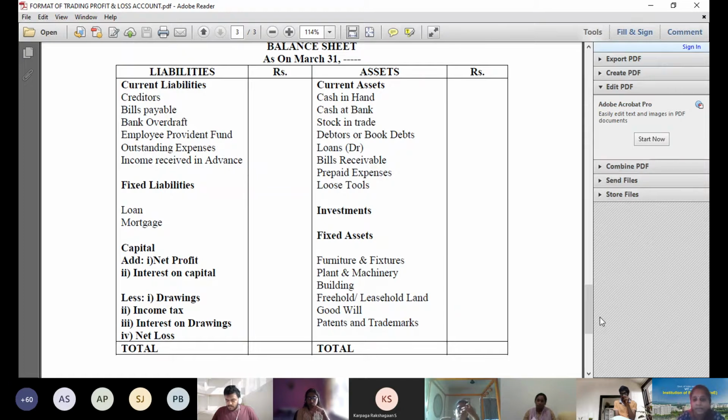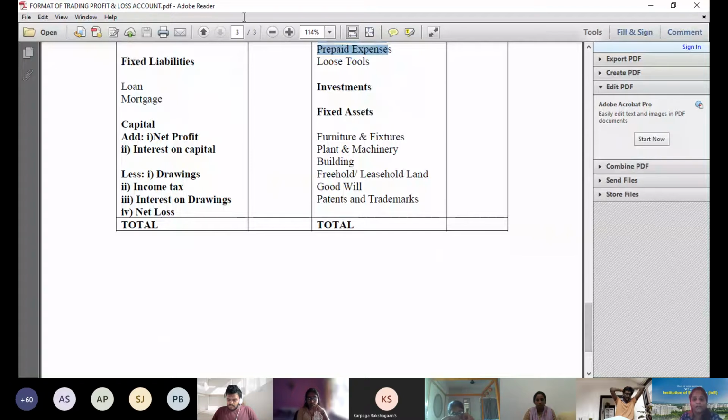The next aspect is fixed assets. All your plant and machinery, furniture, buildings are all fixed assets. Goodwill, patents, trademarks also come under fixed assets. Stock in trade, the other name is closing stock. So all these aspects are one particular thing. Now, after doing all this, most organizations will never tally the balance sheet.